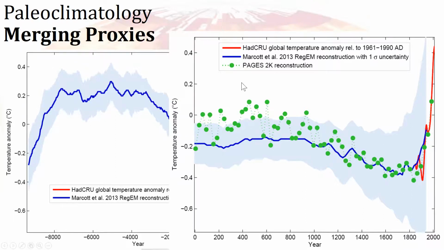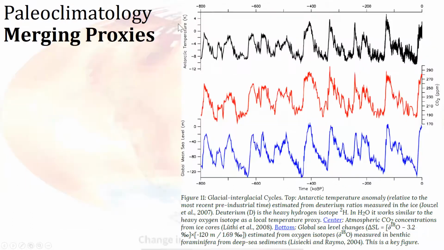And then you compare it to things like this Pages 2K reconstruction, which is yet another effort. And again, the magnitude is a little off, but it's only 0.2 in terms of anomaly, though that is certainly something to consider. But it's the same trend, right? We have variation around the mean of the current average temperature, drop a little bit through the last little ice age, that kind of defined Europe, and then we just shoot off the chart almost.